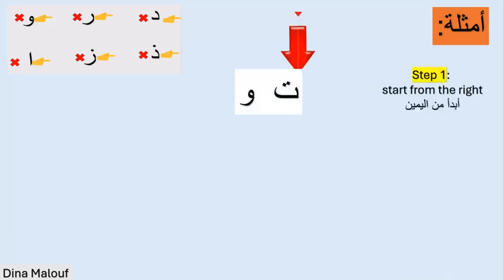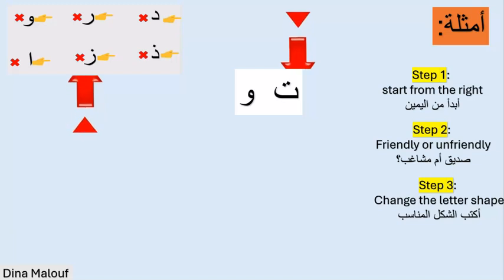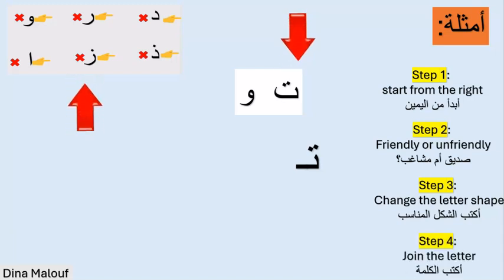Another example. Step number 1, start from the right. Step number 2, check. It's not there, so it is friendly. So now we need to change the letter shape to the baby one or the small one, and then we connect it.